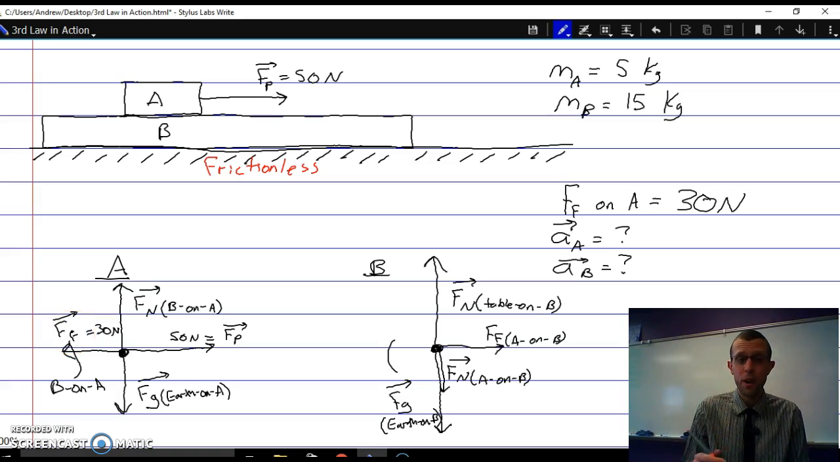Keep an eye out for any interaction between two objects. Make sure those forces are represented on the free body diagrams for both objects. And then it's just a Newton's second law problem, but two of them. So keep practicing with these, and make sure you draw those free body diagrams every time. Those are a lifesaver.